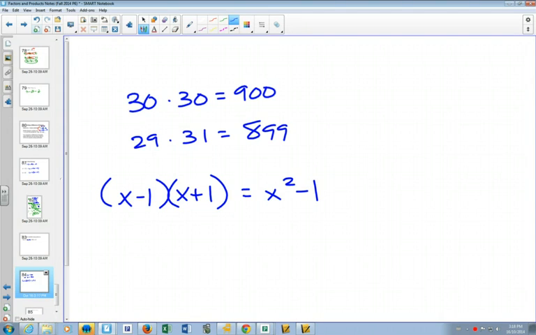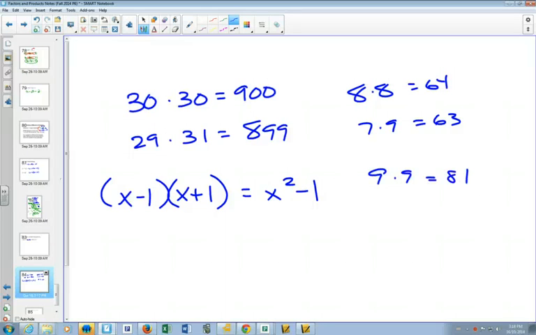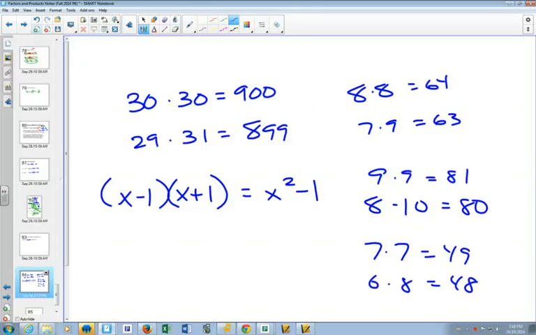Wait, what? Oh, wait, 30 times 30 is 900, and 9 times 1 is 9, oh, I get it. You get it? You see it? Did you ever notice that with your times table, that 8 times 8 is 64 and 7 times 9 is 63, 1 less? And when you do 9 times 9, that makes 81. And when you do 1 more and 1 less, it's 1 less. And 7 times 7 is 49, and 6 times 8 is 48. It's always 1 less. And that's just a little easy application of difference of squares.